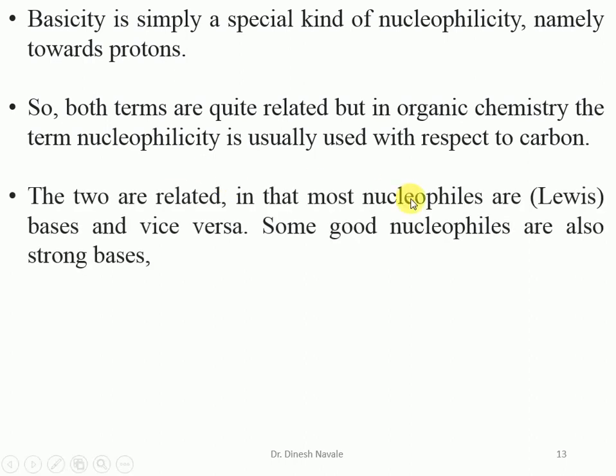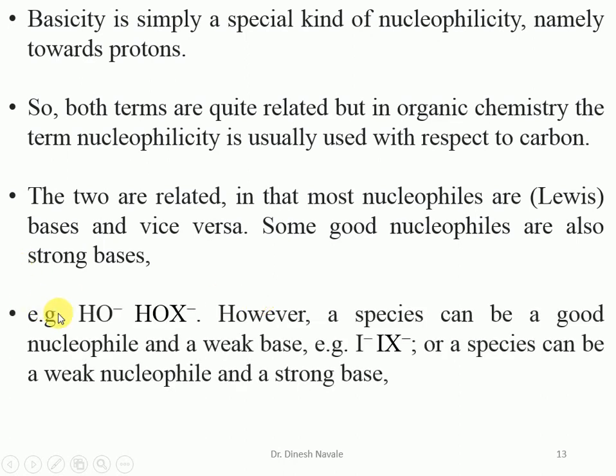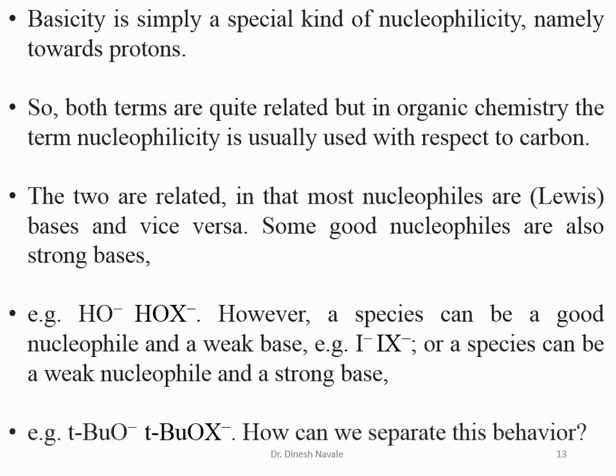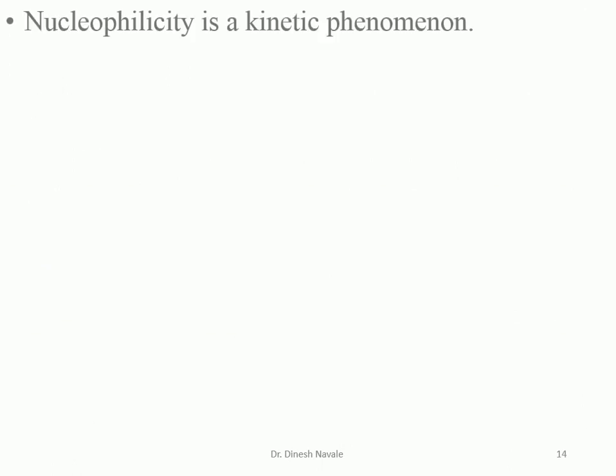Now, most nucleophiles are Lewis bases and vice versa. Some good nucleophiles are also strong bases. Some examples are the hydroxide ion, HO minus, where a species can be a good nucleophile and a weak base. Like I minus and IX minus are species with weak nucleophilicity, but they are strong bases. Tertiary butoxide and the halide ion can show this behavior.